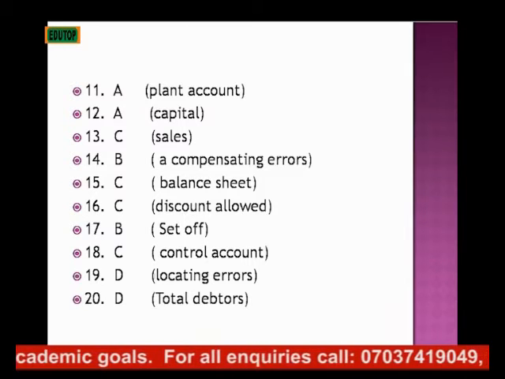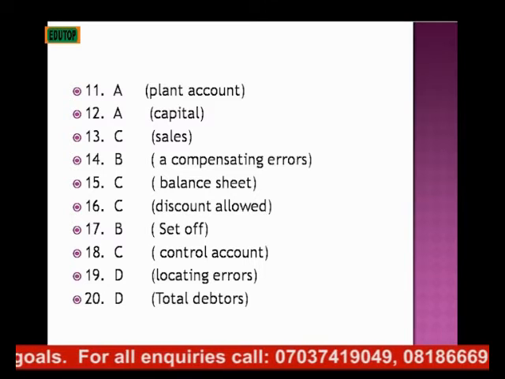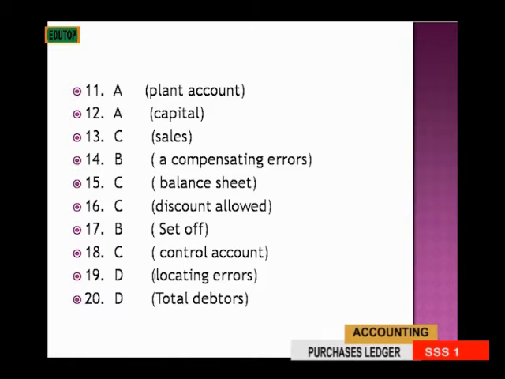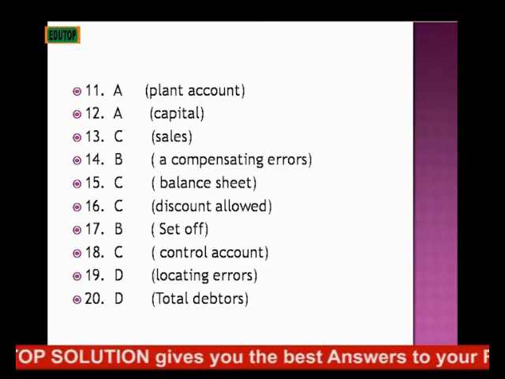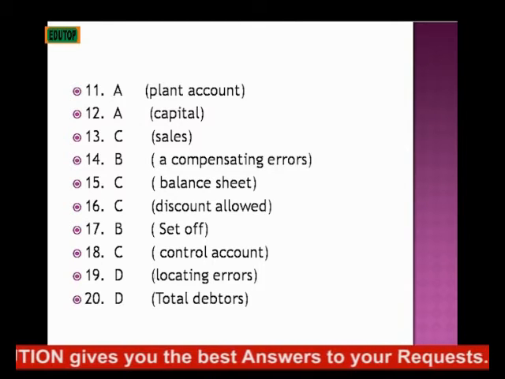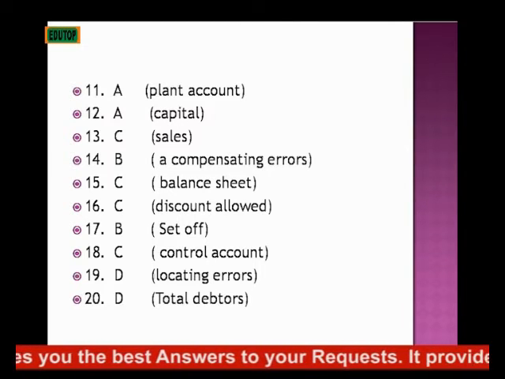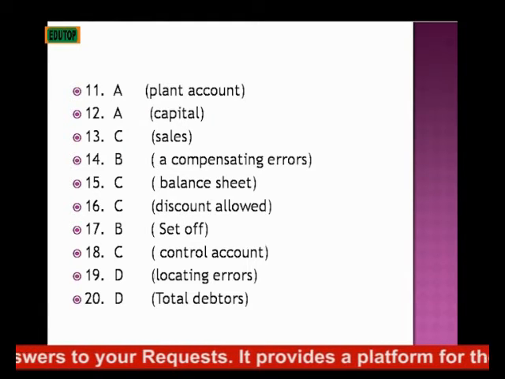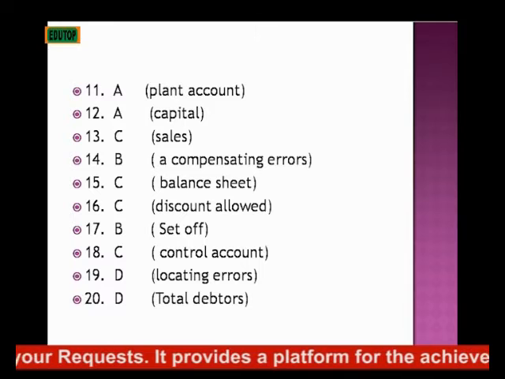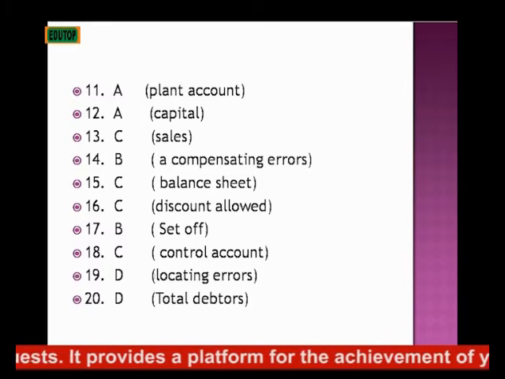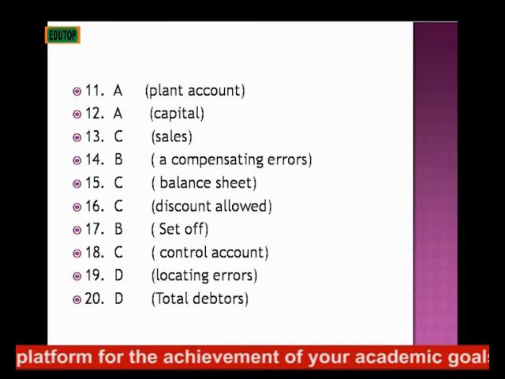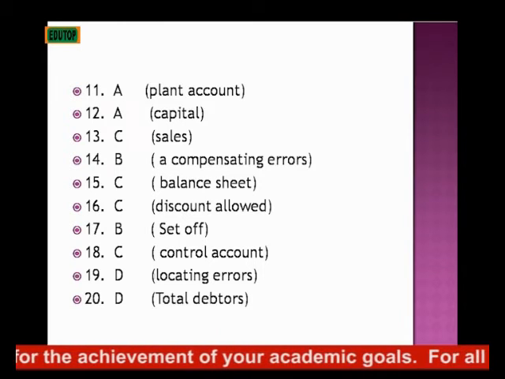Then question 14 says, purchase account is overcasted by 200, while wages account is undercasted by 200. You know, we talk about items and errors that affect the trial balance, and those that do not affect the trial balance. Here the answer is a compensating error. When an account is overcasted or undercasted, it falls under the compensating error. So the answer for number 14 is D.